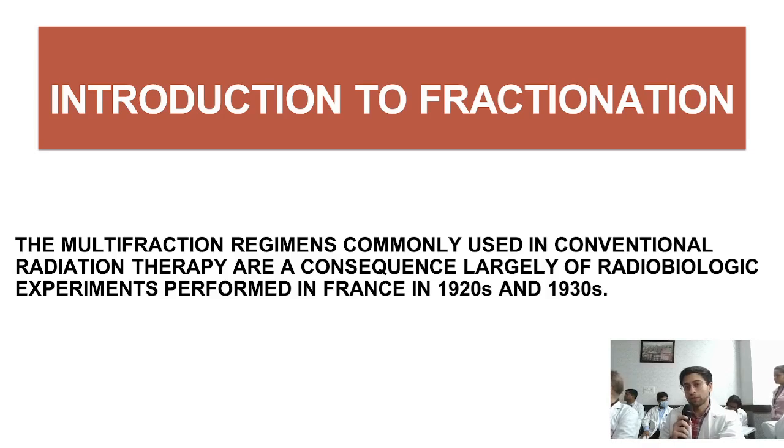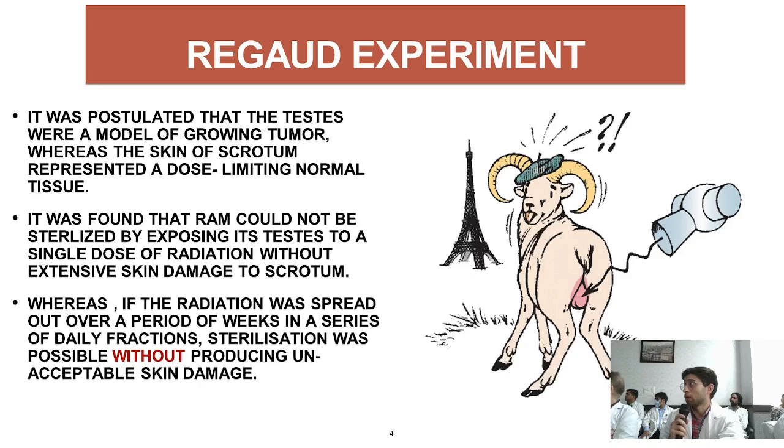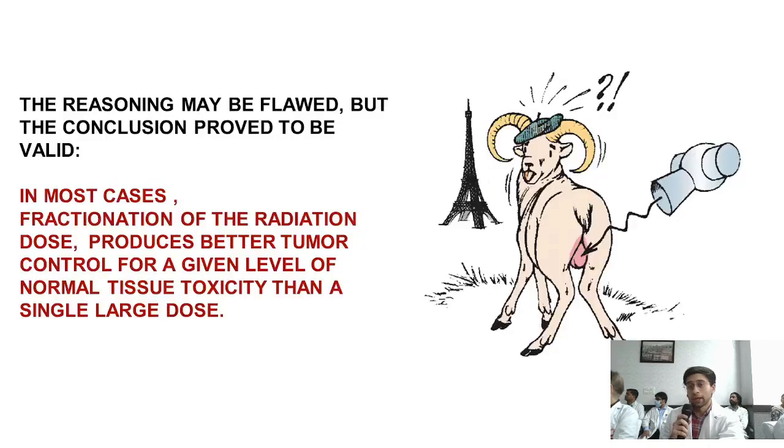Introduction. The multifraction regimens commonly used in conventional radiation therapy are actually a consequence of the largely performed radiobiological experiments in France in 1920 and 1930. Before this, there was a perception that a single high dose of radiation is always superior to multifraction regimens. But a lot of experiments were done to prove that wrong, and one of the experiments which stood out was called the Regaud experiment.